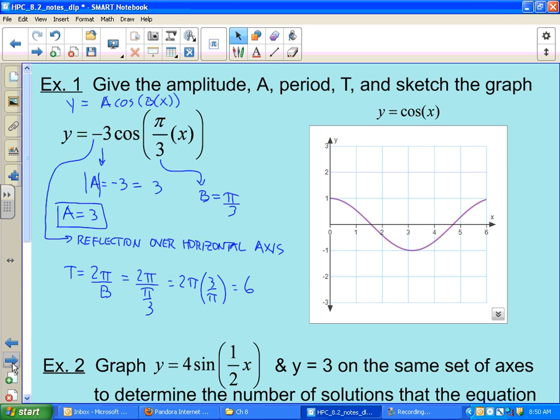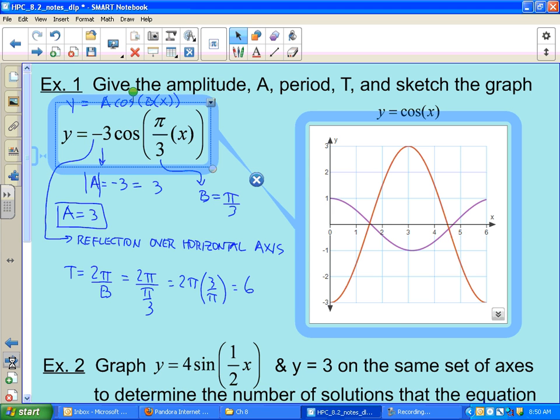So I'm going to see what happens with this thing. So parent function already graphed. Let's see what this guy looks like. Bring it over. There it is.